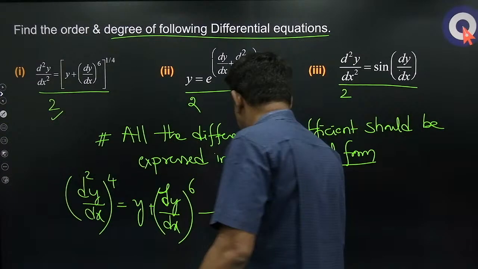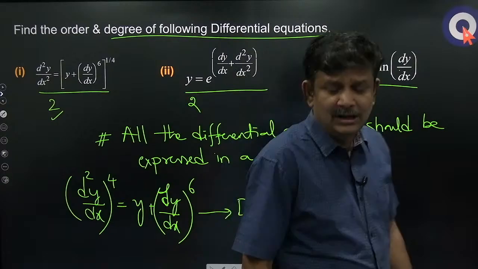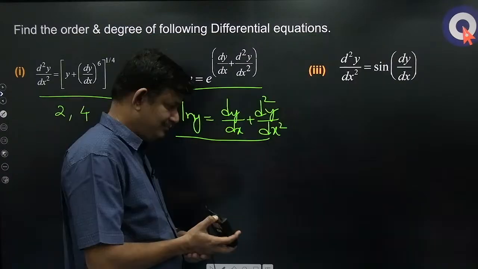So what is degree? It is highest power of highest order differential coefficient when expressed in a polynomial form with respect to all the differential coefficients. Okay, so first and foremost thing what you need to do, express in the form of polynomial in terms of all the differential coefficients. Express it in a polynomial form of all the differential coefficients.